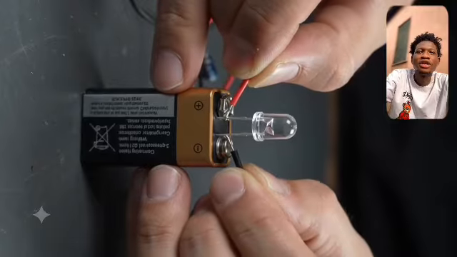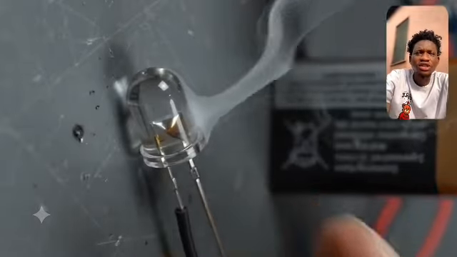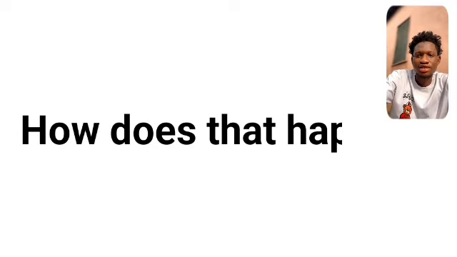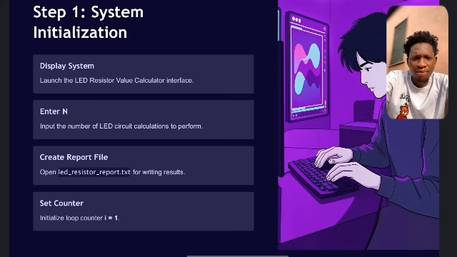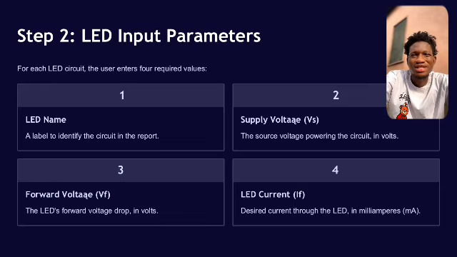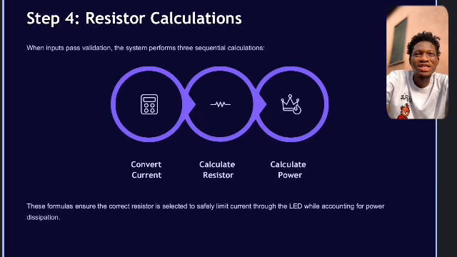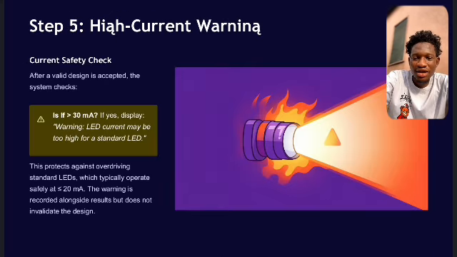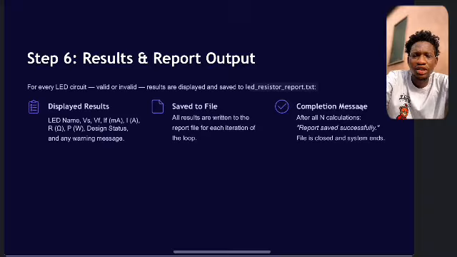Imagine buying a brand new LED, connecting it directly to a battery, and watching it burn out within seconds. How does that happen? Because an LED requires a current limiting resistor. Our project, the LED Resistor Value Calculator System, solves this problem by automatically calculating the correct resistor value and power rating using C++. Now, let's see how we planned this solution.